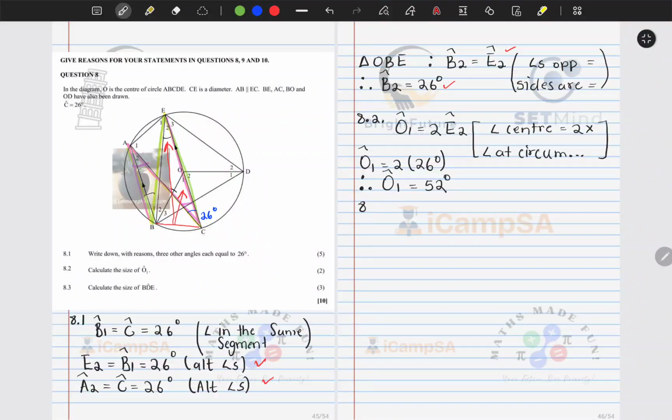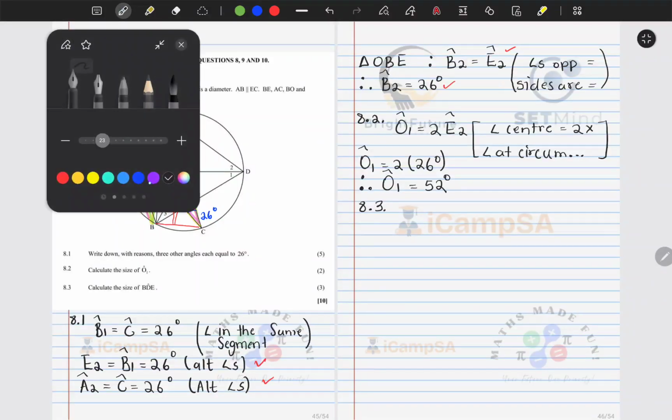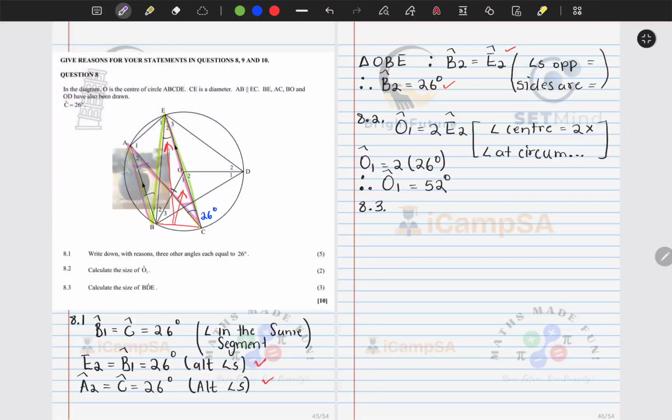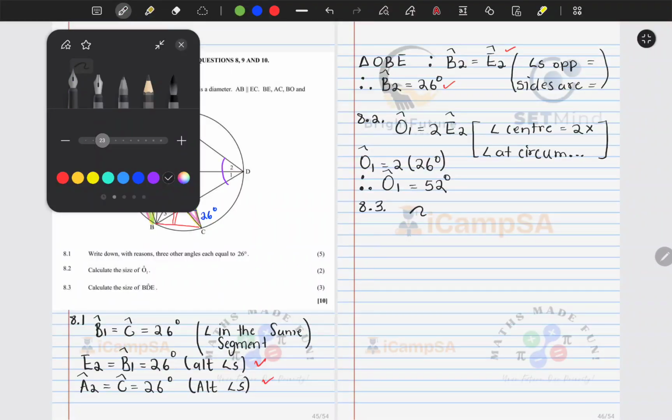Right, so let's go and have a look at 8.3. For 8.3, we are required to determine angle BDE. So let me go and label that BDE. We are looking for BDE, it's this entire angle. Let's go ahead and have a look at how we find that angle, BDE.